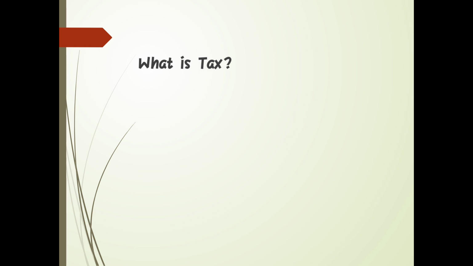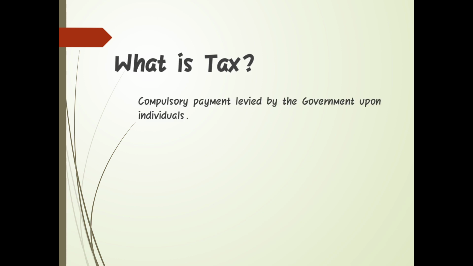So what do you mean by tax? Tax is a compulsory payment which is levied by the government upon the individuals. As we see here, it is a compulsory payment. This tax can be classified into two main categories, namely the direct tax and the indirect tax. In India, direct tax may include income tax and indirect tax may include GST, customs duty, etc.